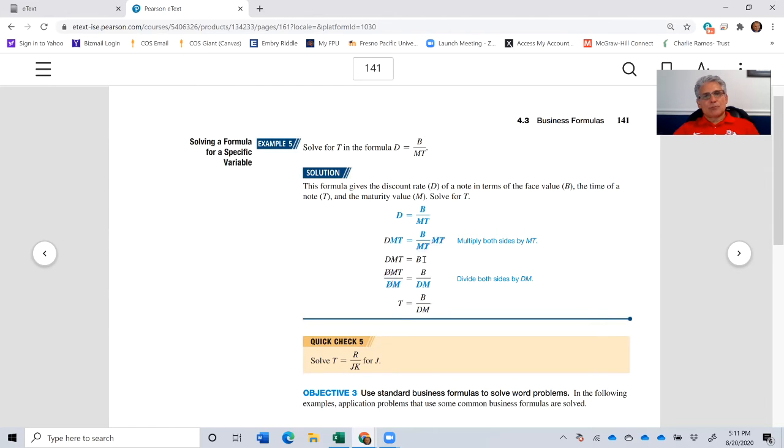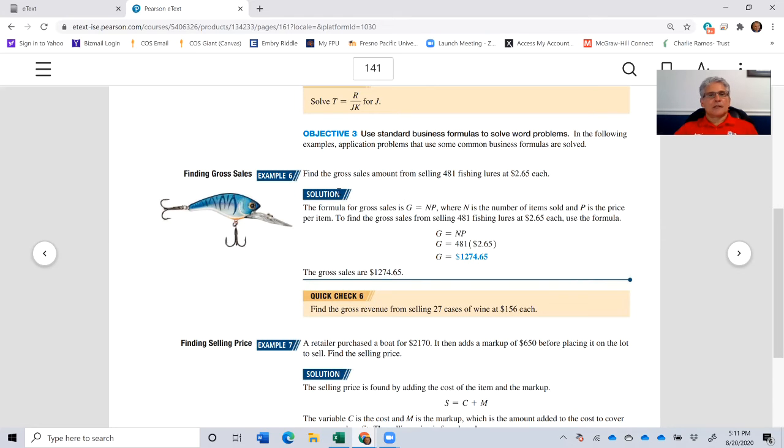DMT equals B. And then now we want to be able to isolate the T, so we'll divide both sides by DM, which cancels those two out. That leaves us with the T equals B divided by DM.